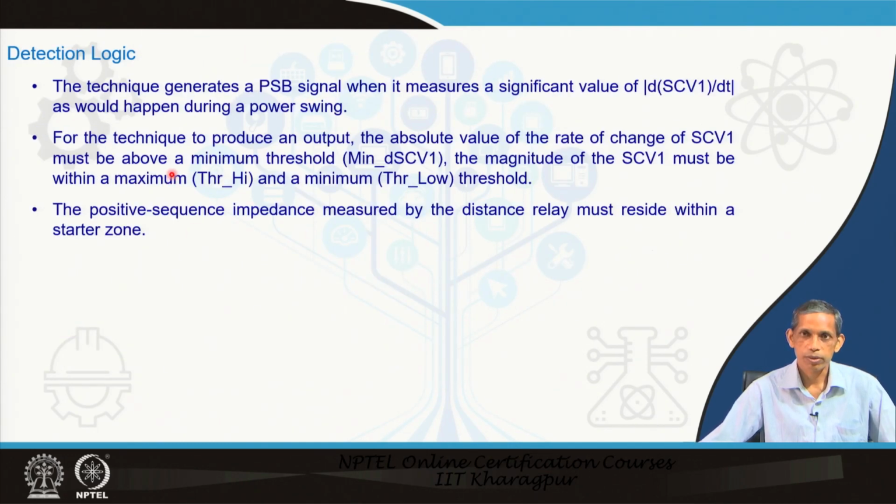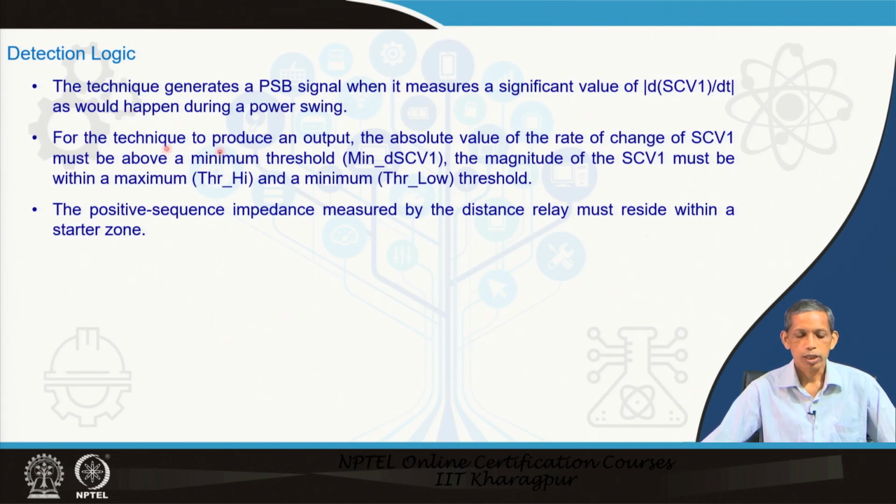So, what logic is being followed? The technique generates the blocking signal, power swing blocking signal, when it measures a significant value of the swing center voltage derivative dSCV1 upon dt, d delta by dt. I am saying that if you calculate the corresponding dSCV by dt, then you will find that it will be a very significant one.